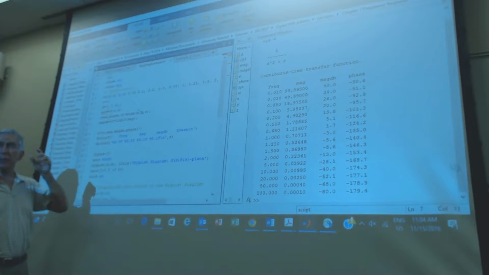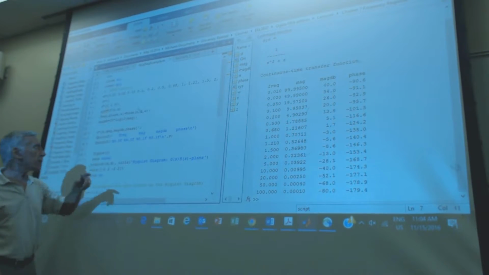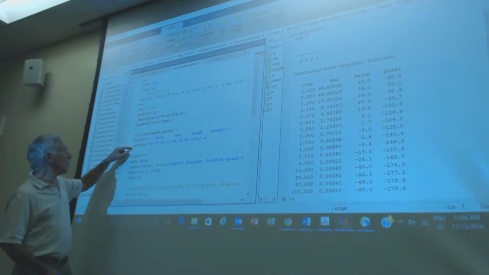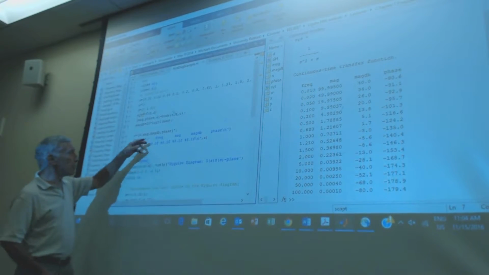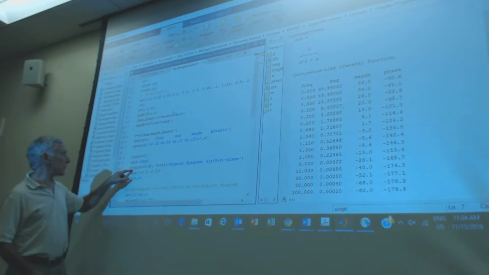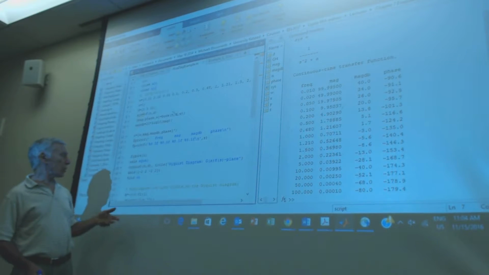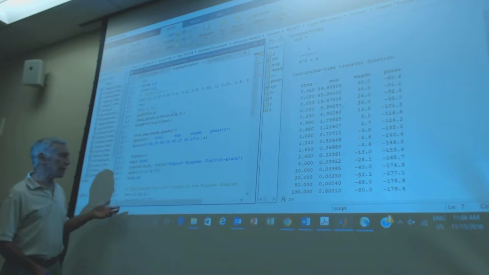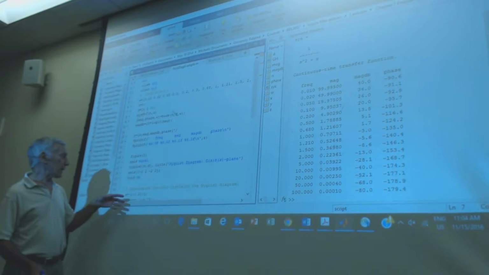We're not interested in the Bode diagram. We're interested in the Nyquist diagram. And then I print out the table there, and then I use the Nyquist command to generate the Nyquist diagram through MATLAB.